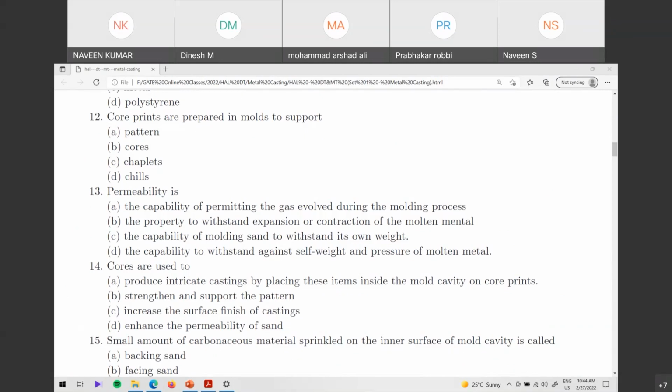Okay, B, C, C, B, B, C, C. Of course it is B. We are supporting cores only, no?